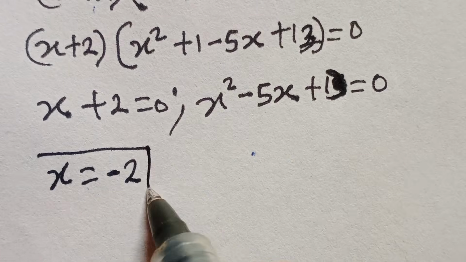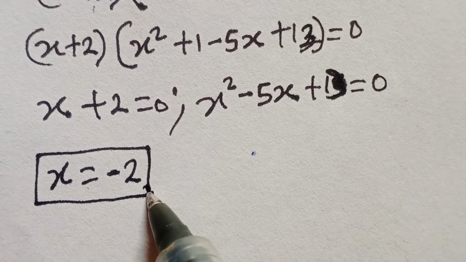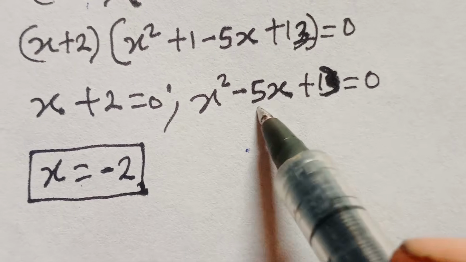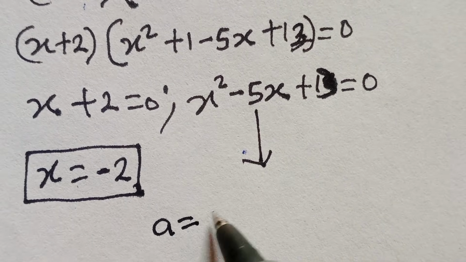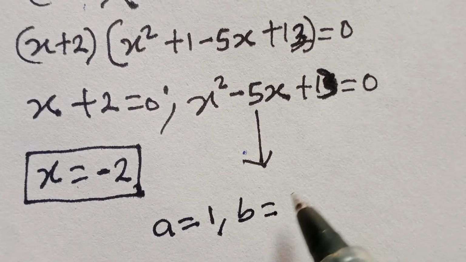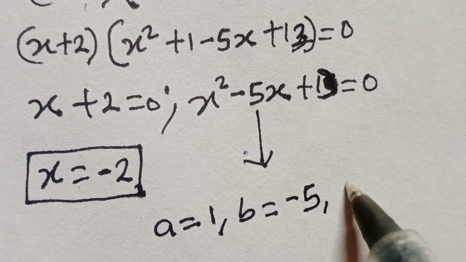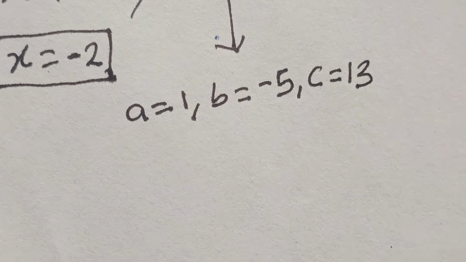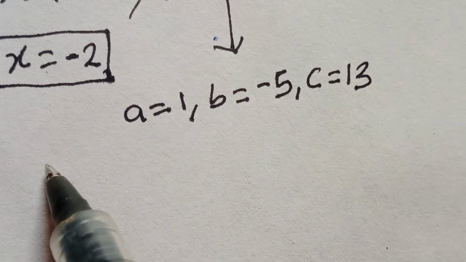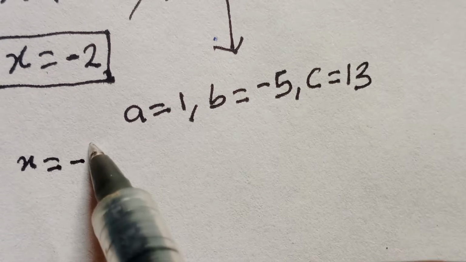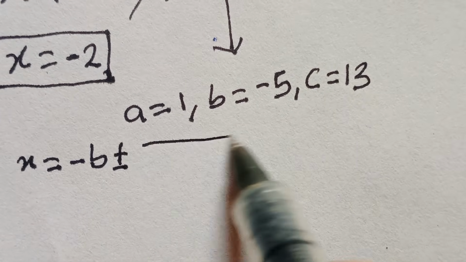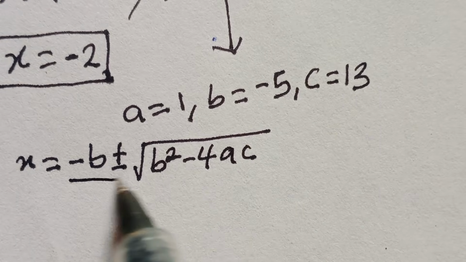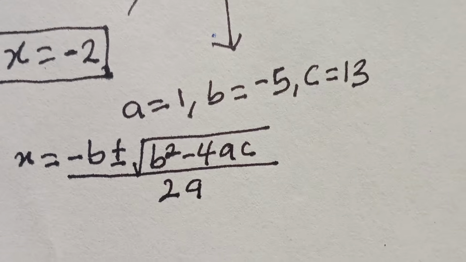This one is clear. The first value of x out of the 6 values that we are to get: x is equal to minus 2. So from here, a will be equal to 1, b is equal to minus 5, and c is equal to 13. So it's easy for us now to apply the almighty formula, that is, x is equal to minus b plus or minus square root of b squared minus 4ac, everything divided by 2a.